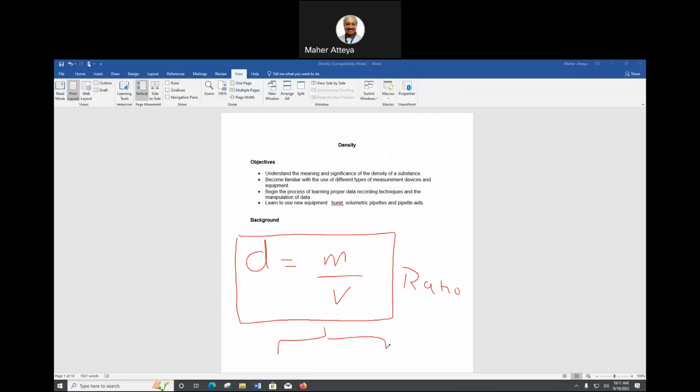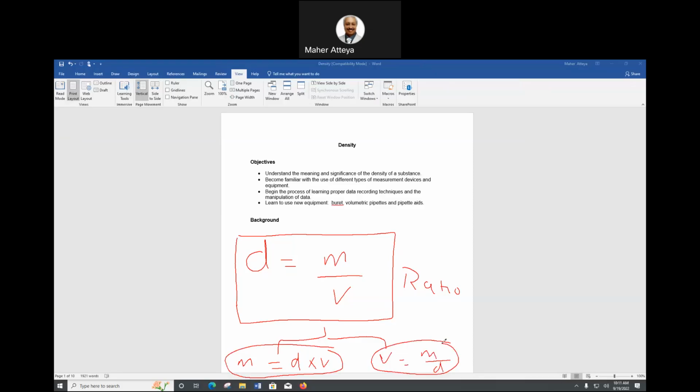I can determine the mass, which is density multiplied by the volume. This is another sub-formula. Second one, I can determine the volume. The volume is mass over density.